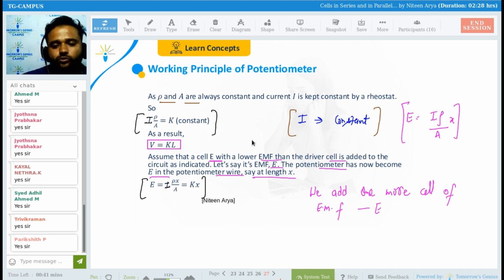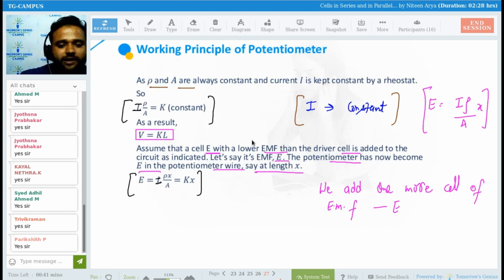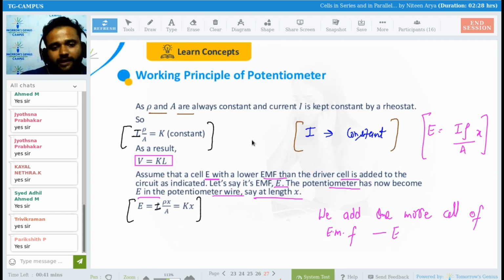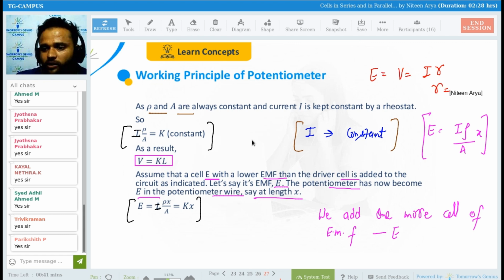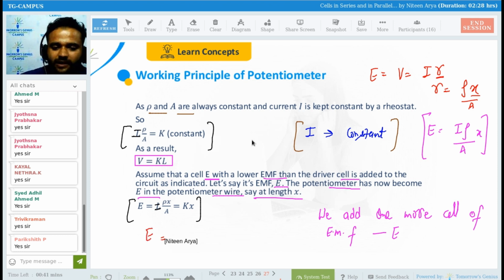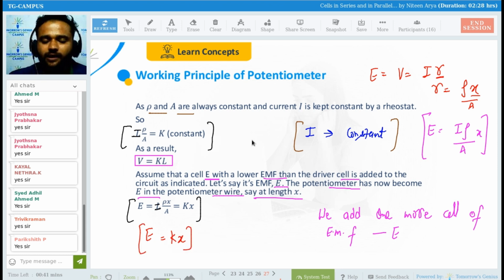So automatically, using the above formula, V equals I R, that is nothing new I am doing. Again, V equals I small r. Here V is the EMF E and small r is rho x by A, because the wire is the same, and for internal resistance we have internal length x. Clear? So again, using the same condition, I rho by A becomes constant. So the EMF of a cell is Kx. In the same way we have the potential, which is KL.